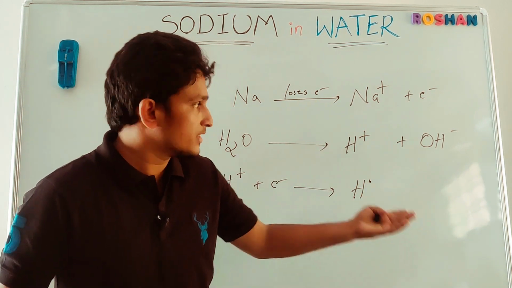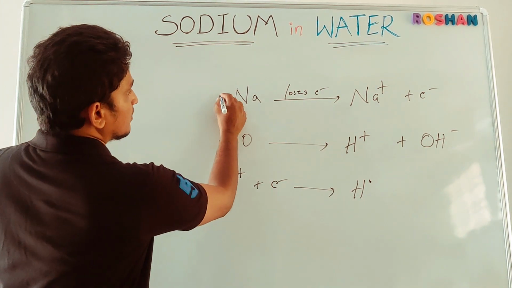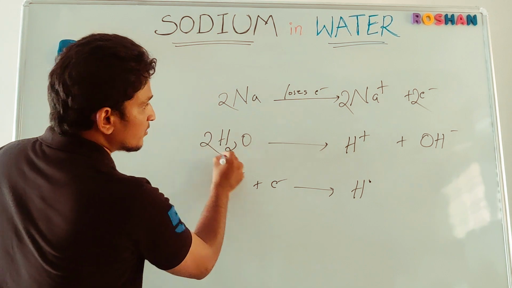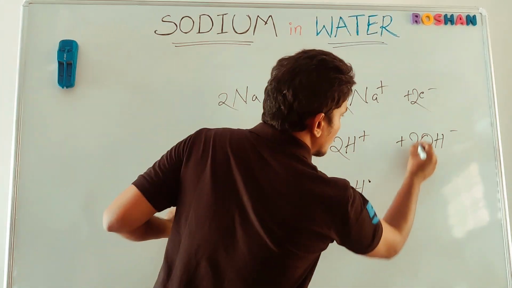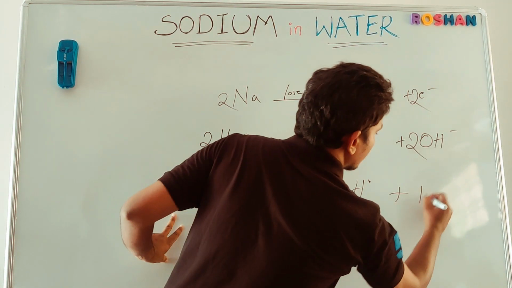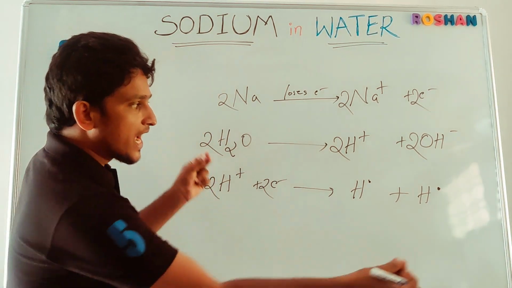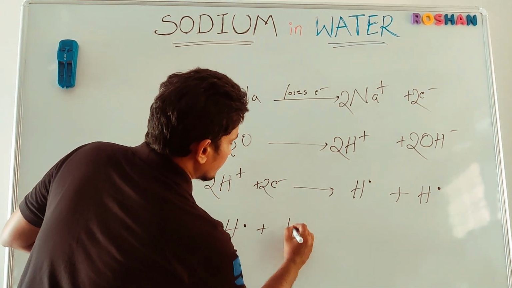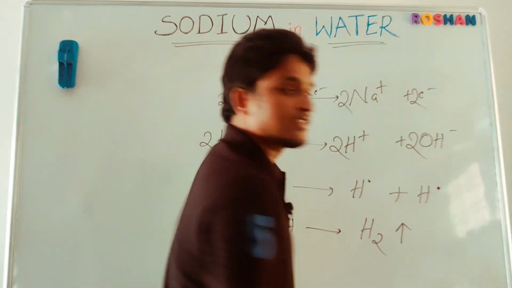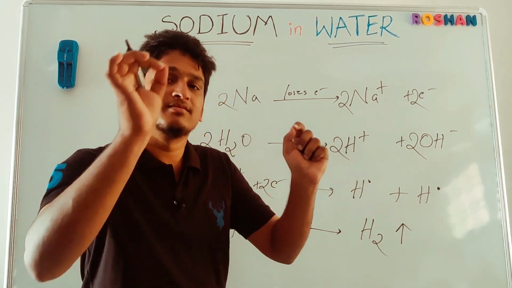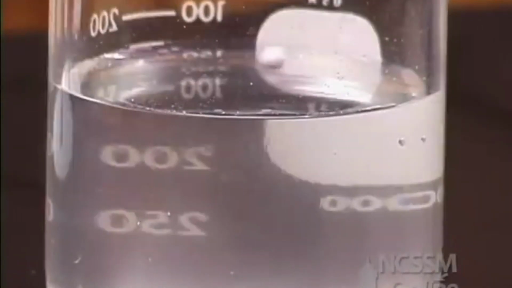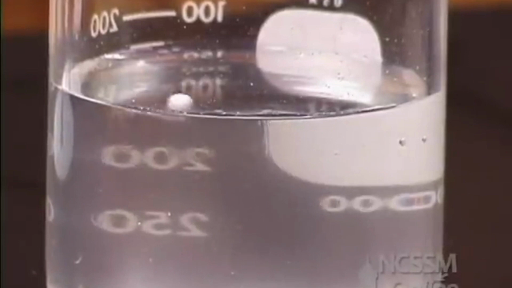Then where does it combine? That's why this reaction starts with 2 sodium, producing 2 sodium ions and 2 electrons. So 2 water molecules release 2 H plus ions and 2 OH minus ions, and these 2 H plus ions combine with 2 electrons and produce 2 hydrogen radicals. And these radicals, students, combine to produce hydrogen gas. This gas is the reason behind the hissing sound of sodium. When sodium is added to water, you can hear a hissing sound. That hissing sound is because of the release of this hydrogen gas.